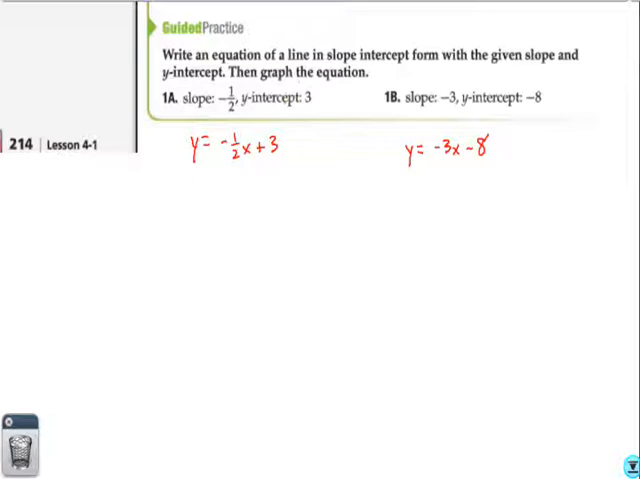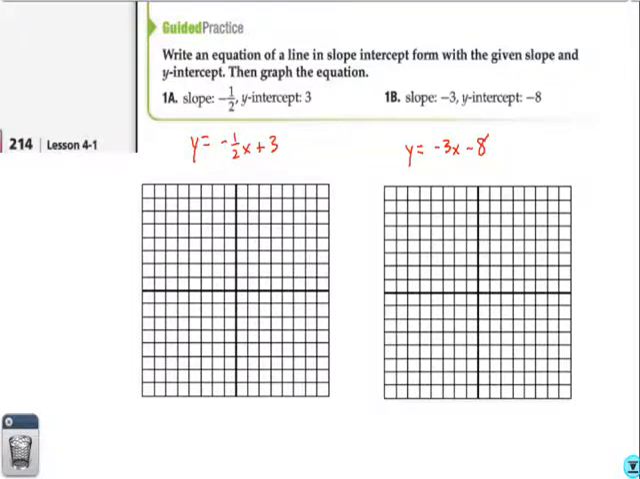Here's where I would like for you to pause it, get some graph paper, throw these on a graph, and see what you get. Okay, go ahead and pause the video here and graph these two lines. All right, I'm going to walk you through what I'm going to do to graph them.